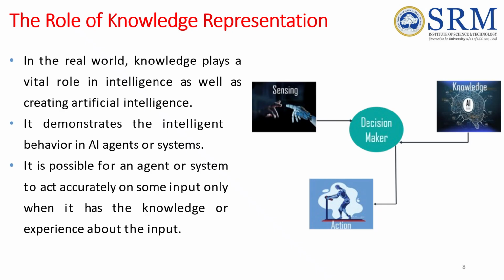How the entire system works: sensing collects the information from the environment, and the decision maker receives it. It consults the knowledge base for the relevant rules and facts. The decision making chooses the best action. Finally, the action module executes the decision. So these are the roles and responsibilities. Let's move to the next slide.